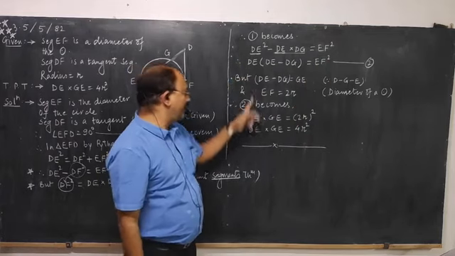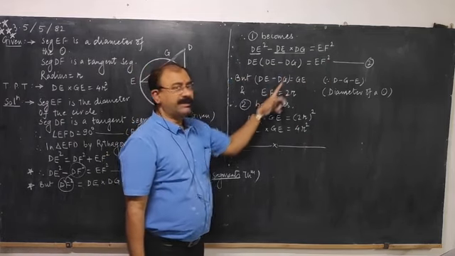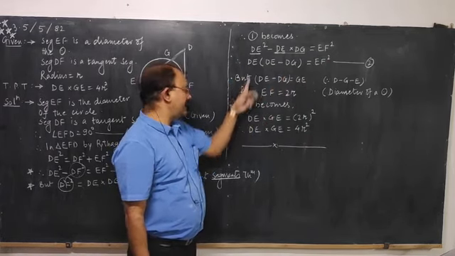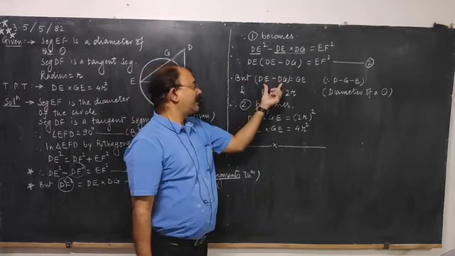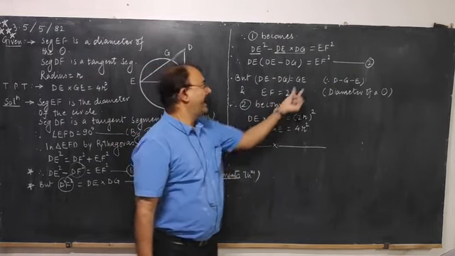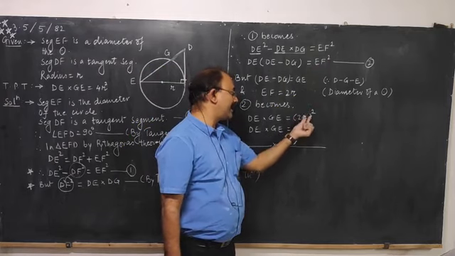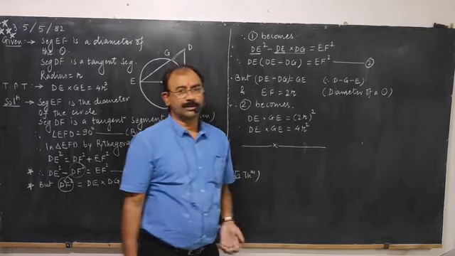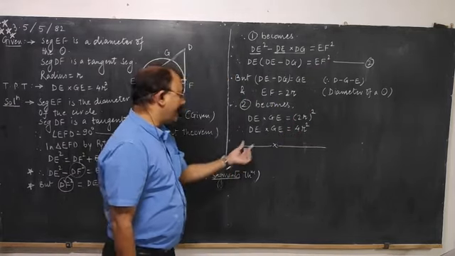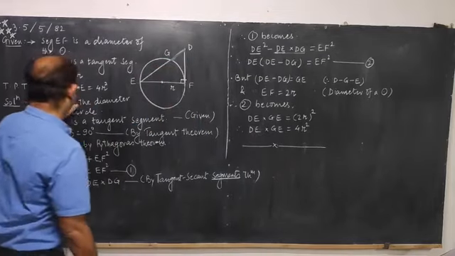So equation 2 becomes DE as it is, the equivalent of the bracket is GE, and EF square means 2R whole square. We know that 2R whole square is 4R square, and you get the desired result.